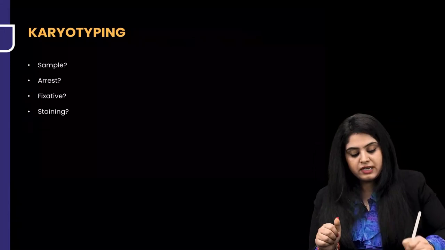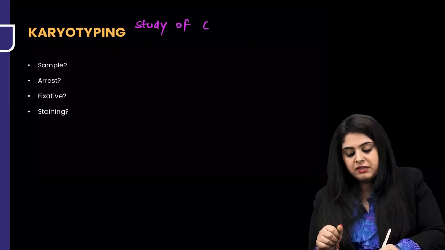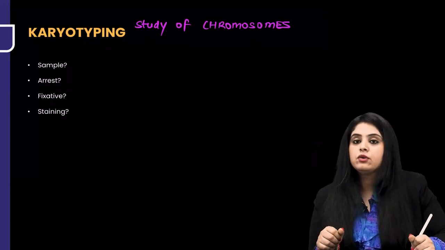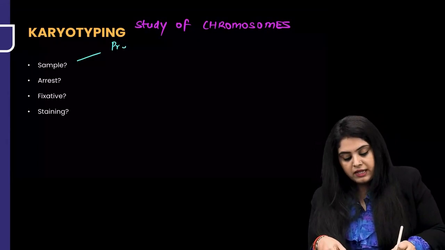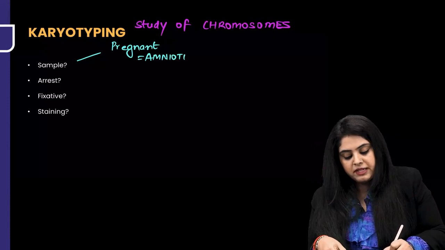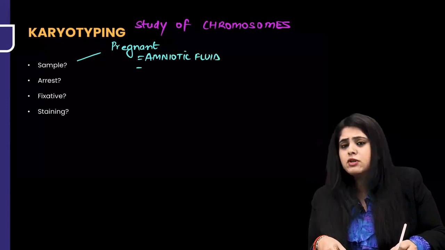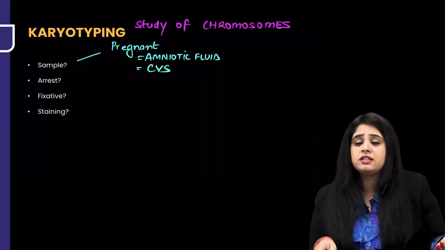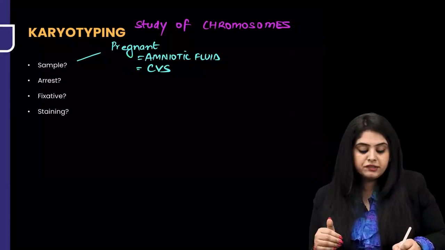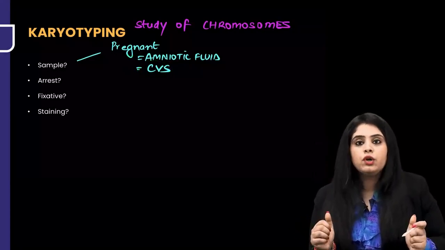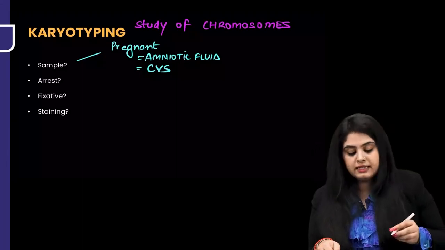So when I talk about karyotyping, karyotyping is nothing but the study of the chromosomes, right? Karyotyping is defined as the study of the chromosomes. So tell me, what is the sample that you're going to take? Now you will say, ma'am, that depends. If I'm dealing with a pregnant lady, I can take an amniotic fluid sample, that is amniocentesis. But even before an amniotic fluid sample, what is the earlier diagnosis that you study? Chorionic villus sampling. If you want to do an even earlier diagnosis around the 8th week, you can do chorionic villus sampling. That is if you're dealing with a pregnant lady.